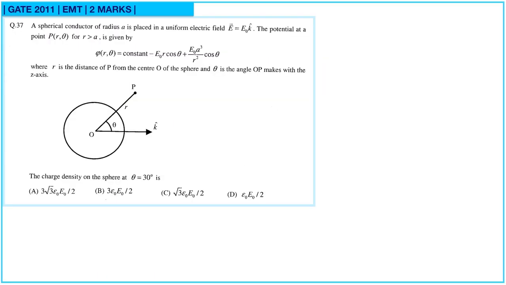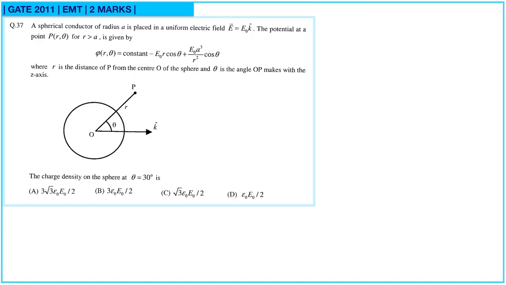Next question. A spherical conductor of radius A is placed in a uniform electric field E bar is equal to E naught K cap. The potential at point P for R greater than A is given by phi, some constant minus E naught R cos theta plus E naught A cube upon R square into cos theta, where R is the distance of P from the center of the sphere and theta is the angle OP makes with the Z axis. The charge density on the sphere at theta is equal to 30 degrees. Now this is a spherical conductor and here we can use boundary conditions.